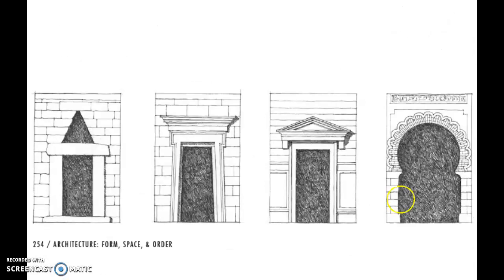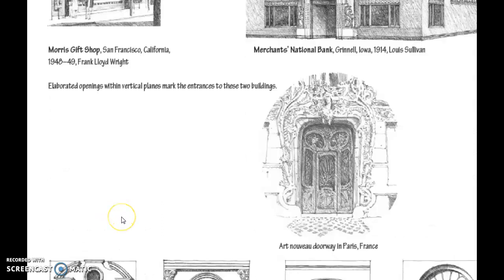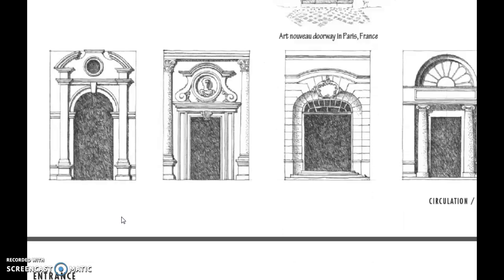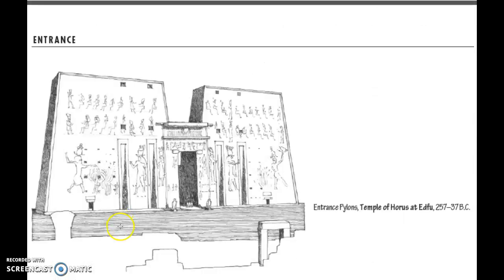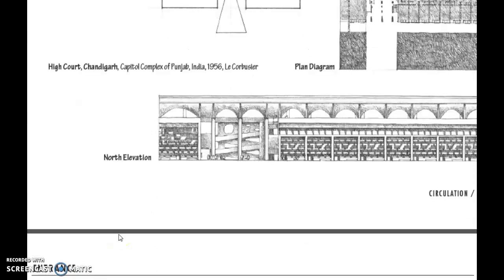So you can go through the other examples also. See how the architects define the entrances through articulation. See, doorways, the pediments, the brackets, the ornamentation, arches, and this is all about entrance now.